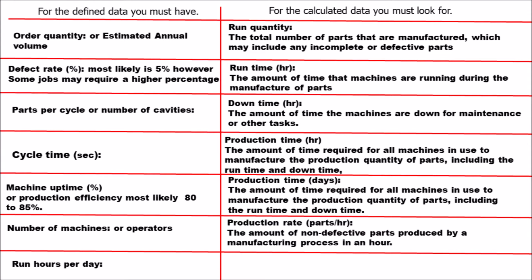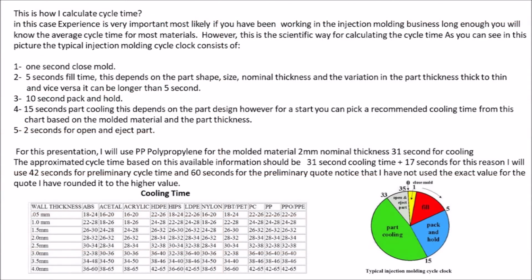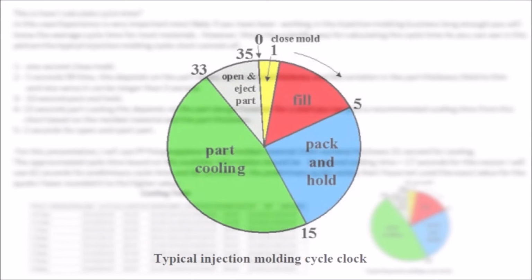Production rate, parts per hour, the amount of non-defective parts produced by a manufacturing process in an hour. This is how I calculate cycle time. In this case experience is very important. Most likely if you have been working in the injection molding business long enough you will know the average cycle time for most materials. However, this is the scientific way for calculating the cycle time.